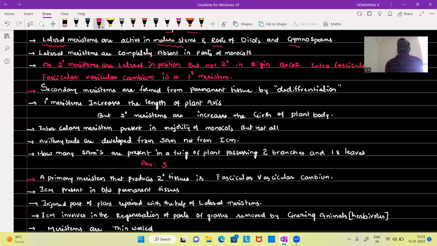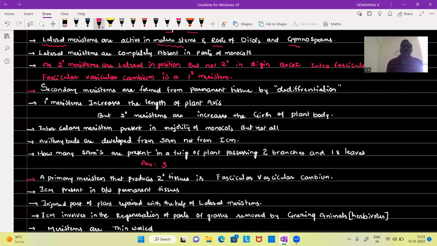Even in the leaves of all plants, after a certain growth, in leaves of monocots, dicots and gymnosperms, meristematic tissue is completely absent. But a part of the meristematic tissue is present at its axil in the form of axillary bud. Lateral meristems are completely absent in parts of monocots.